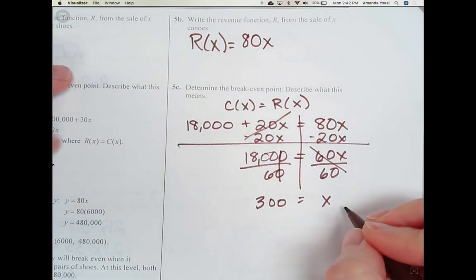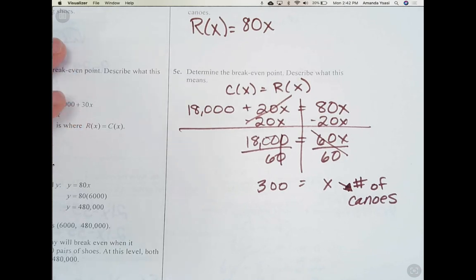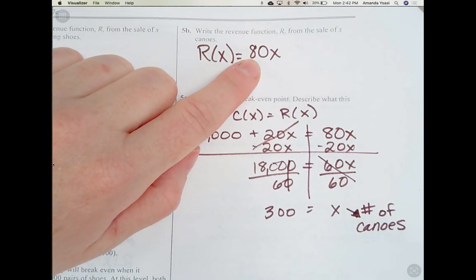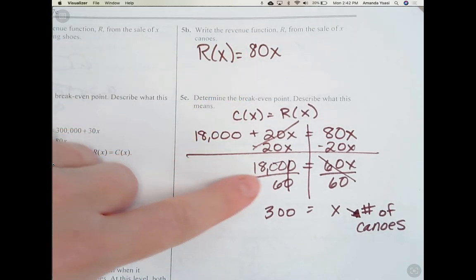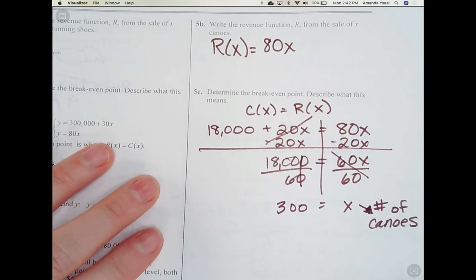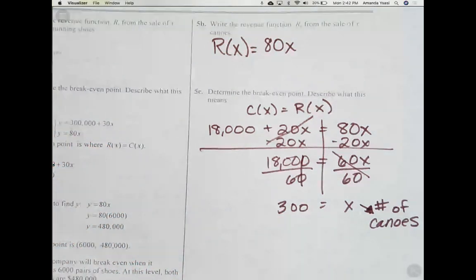And X represents the number of canoes. Because it's 80 times however many canoes. And then 18 plus 20 times however many canoes. So what does this mean? What do I need to write on what this means?